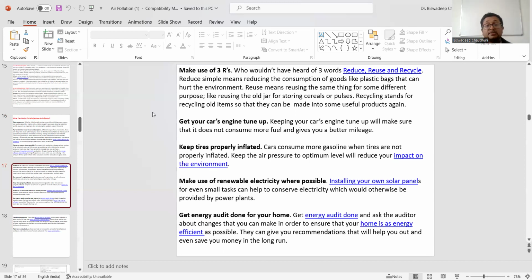The 3 R's. As I told you before, the 3 R's are essential for you to control air pollution: to reduce, to reuse, and to recycle.